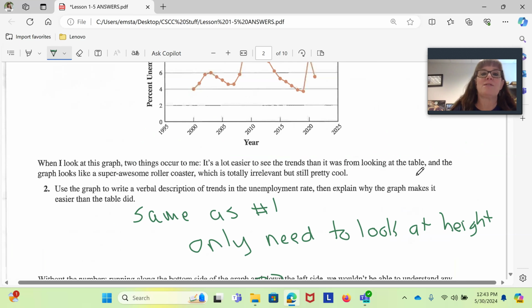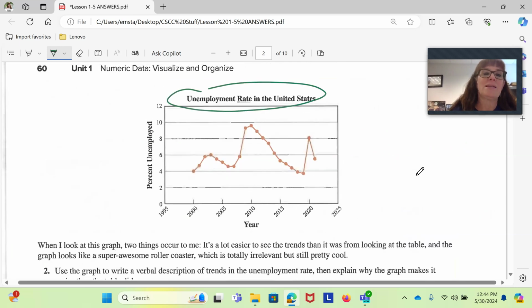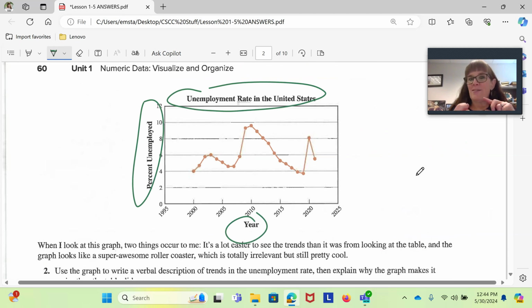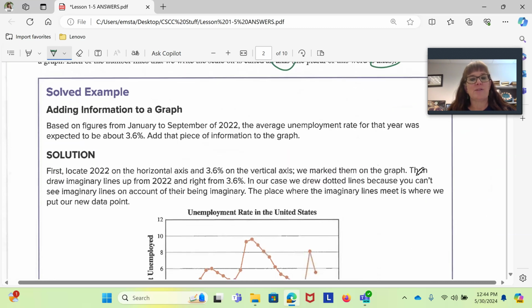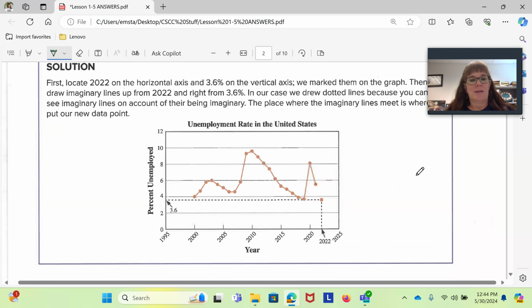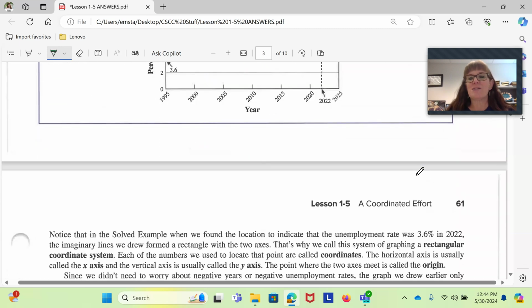Notice a couple things they have here. They have a title, and then they have labels for both of the axes in addition to the scale. So you want to have a title, you want to have labels, and you want to have a scale. There's a solved example here that you can look through a little bit so you can get a chance to get some extra practice.